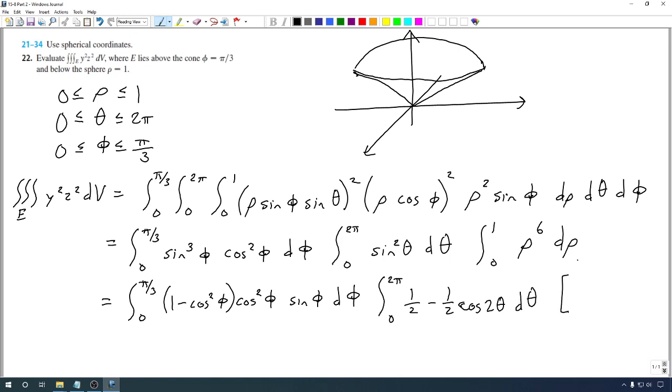Now, of course, the rho part here is actually the easiest part of all of this. We can actually go ahead and integrate that right away. Integral of rho to the 6th power is going to be 1/7 rho to the 7th power, going from 0 to 1.